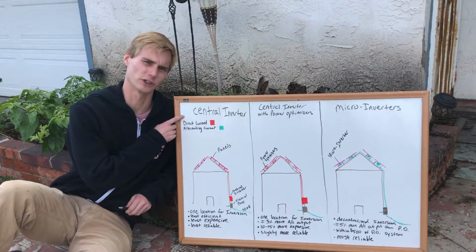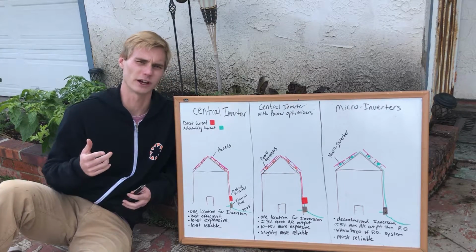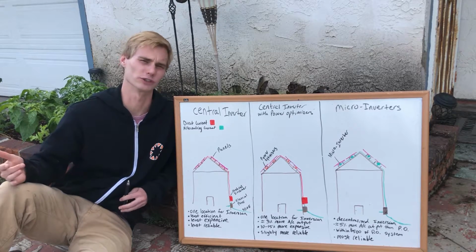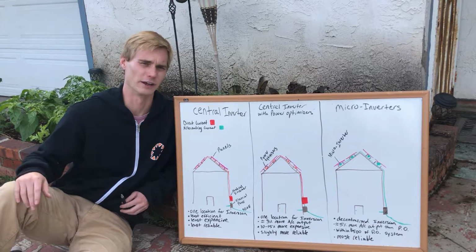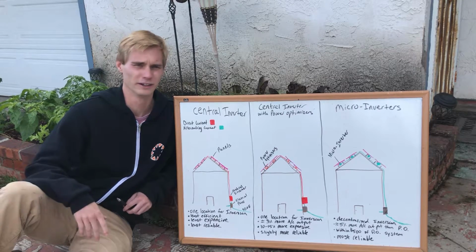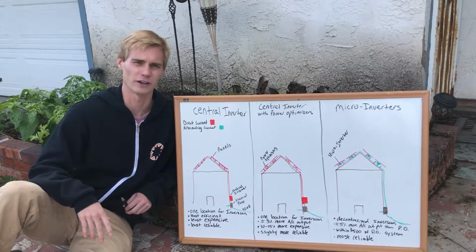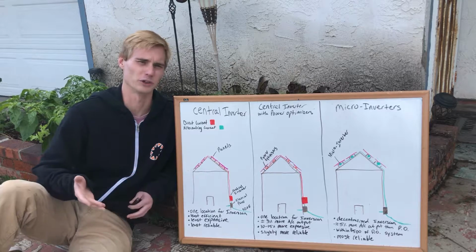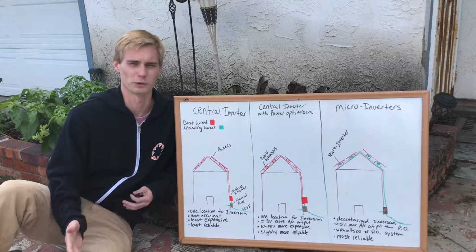The first one being just a classic central inverter. This is kind of the most traditional system. It's been around the longest. If you had been going solar before 2005 or so, this would have really been your main option. This probably would have been your go-to.